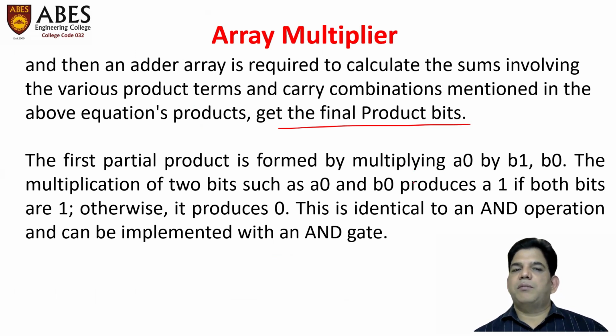The first partial product is formed by A0 with B1, B0. The multiplication of two bits such as A0 and B0 produces a 1 if both the bits are 1, because these are passed through an AND gate. Otherwise it produces a 0. This is identical to an AND operation and can be implemented with an AND gate. So here we are using the AND gate to perform the partial product.